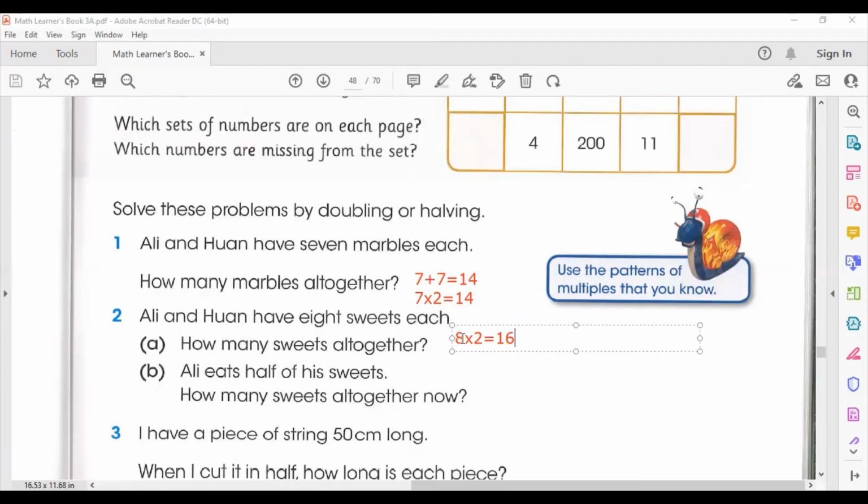Ali eats half of his sweets. So making half. How many sweets altogether now? So we are making half of 16. Half of 16 equal. So how to make half? Look at the screen. I just want to tell you how to make half.